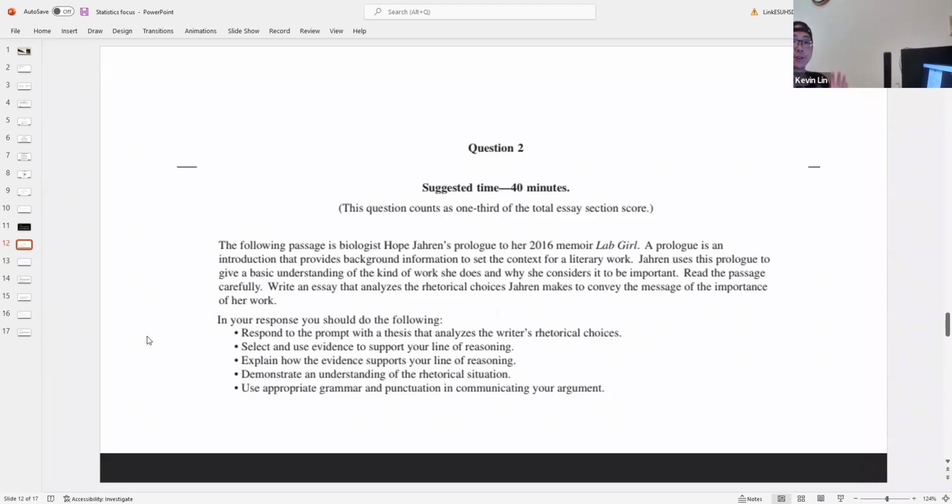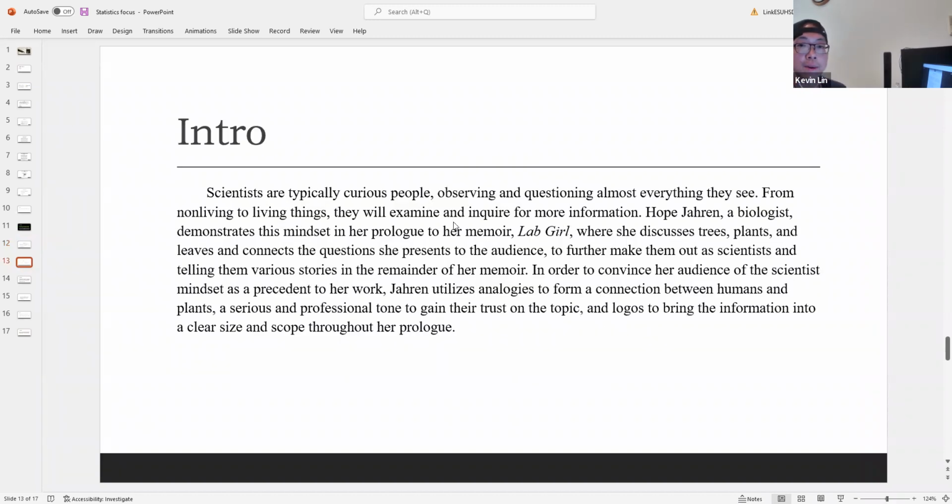So let's see how students succeed with this and what they do for the intro and a single body paragraph. In this intro, the student wrote, "Scientists are typically curious people, observing and questioning almost everything they see." This piece was about scientists. This piece was about observing and questioning and curiosity.